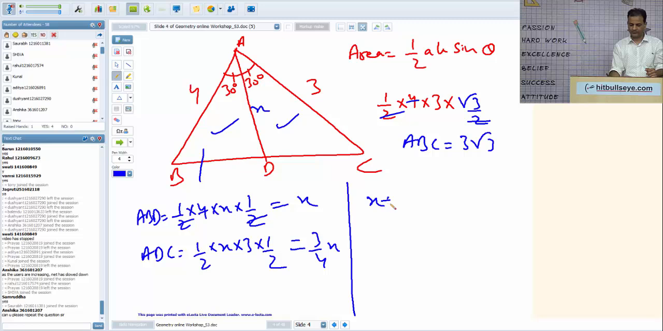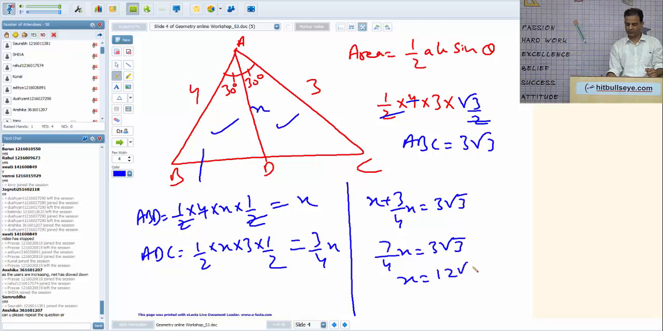x plus 3 by 4x is equal to 3 root 3. So 7 by 4x is equal to 3 root 3. So x will be 4 into 3, 12 root 3 by 7. So this is the answer.